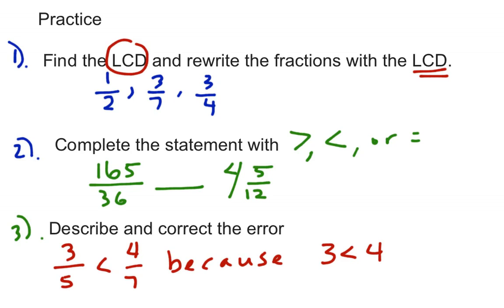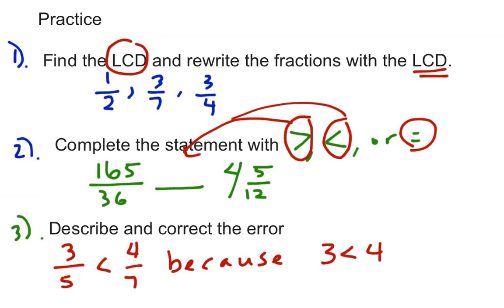Second one, complete the statement with greater than. Remember, these are inequalities, less than or equal to. So you're going to fill one of those in to that space. 165 over 36. And then we have a mixed number, 4 5/12. So you have to figure out which one is bigger and fill in the right symbol.